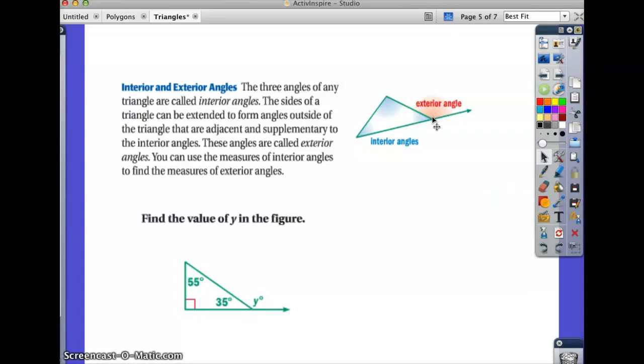So we're going to find the value of y in the figure. So the three interior angles are 55, 35, and this is 90 degrees. So we're looking at this interior and this exterior. So again, these two angles have to add up to 180 degrees. So if you take 180 and subtract the 35, 145 degrees. So y is 145 degrees. So that's how you find the measure of the exterior angle if you know the interior.